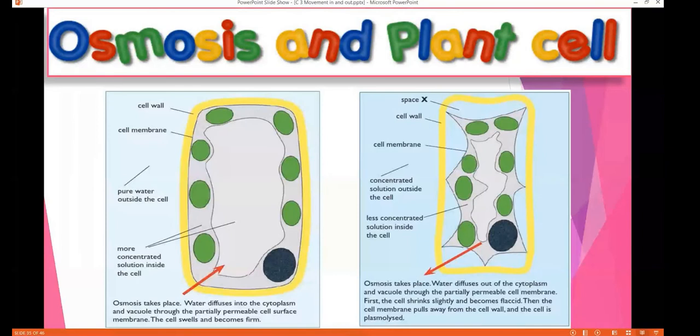This is how the cell looks when most of the water has diffused out of the cell. Osmosis takes place, water diffuses out of the cytoplasm and vacuole through the partially permeable membrane, which is the cell membrane. First, the cell shrinks slightly and becomes flaccid. Then the cell membrane pulls away from the cell wall and the cell is plasmolyzed.